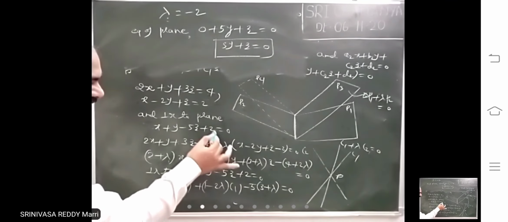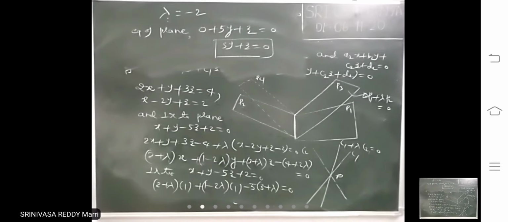Here the condition is that it is perpendicular to this plane. Some other condition he can give, so calculate lambda. Right, next problem.